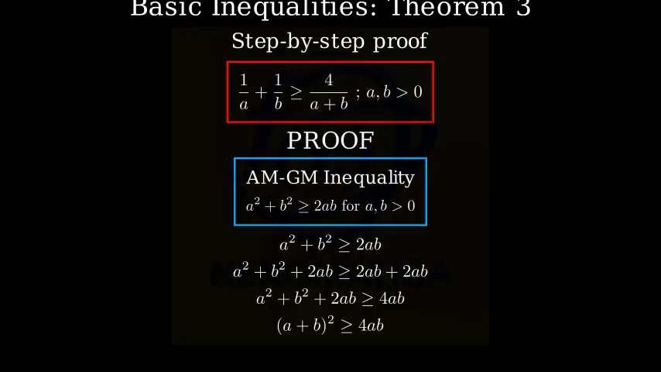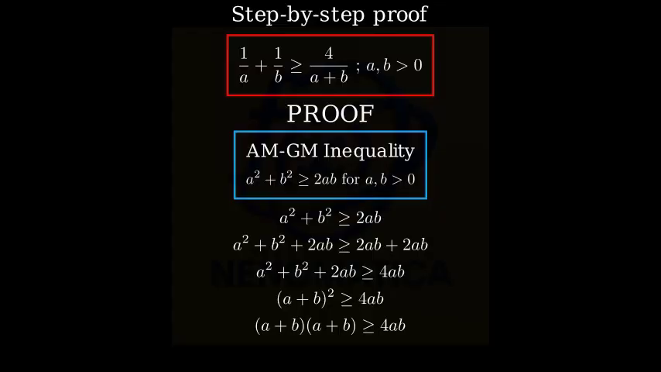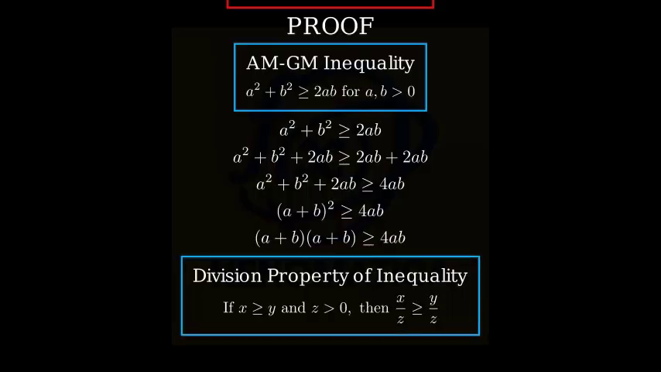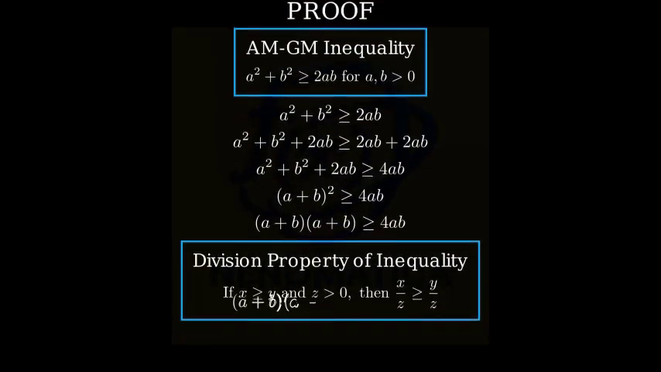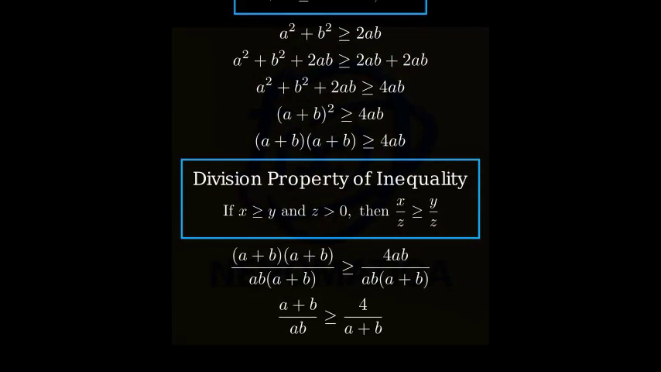Now, we can rewrite this by expanding the left side. We get a plus b times a plus b is greater than or equal to 4ab. For the next step, we'll divide both sides by a times b times a plus b. This gives us a plus b times a plus b divided by ab times a plus b is greater than or equal to 4ab divided by ab times a plus b. Now, we can simplify both sides of the inequality. The left side becomes a plus b divided by ab, and the right side becomes 4 divided by a plus b.